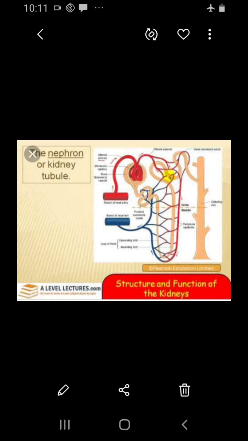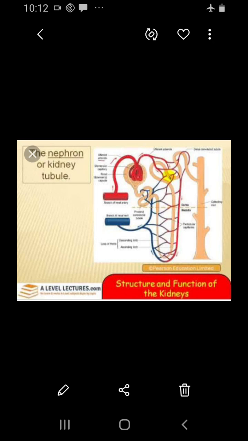Each kidney consists of more than 1 million nephrons. Nephrons are uriniferous tubules, the structural and functional units of the kidney, because they do the main function of removing excretory products from the kidney or from the body. Okay, now let's see about the nephron.